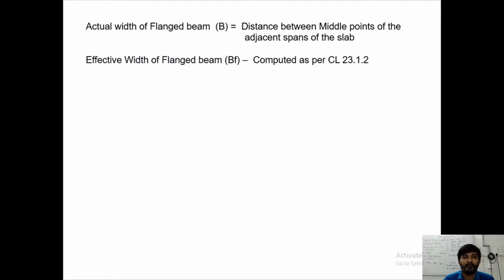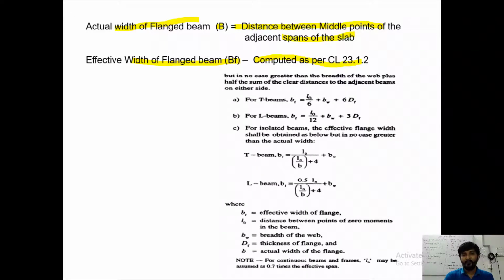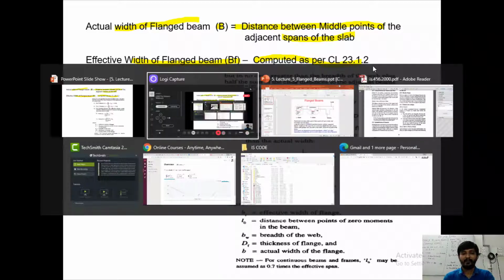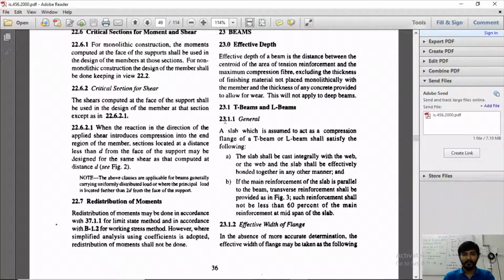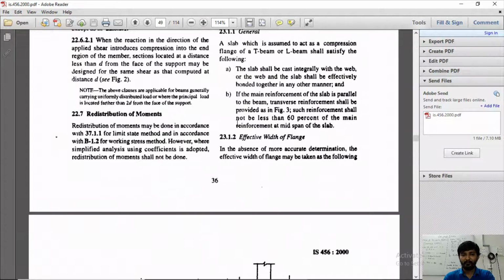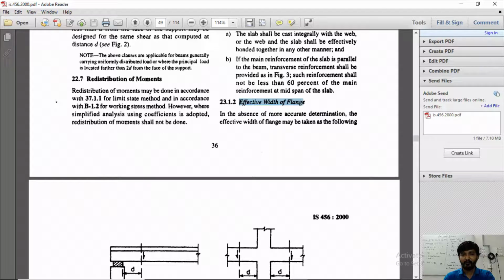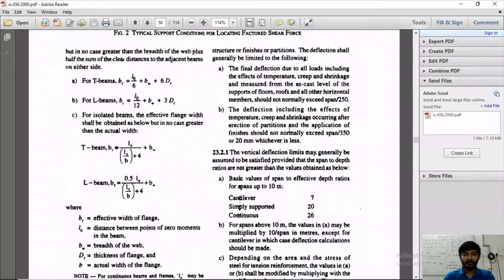So let us see. Actual width of flange beam, that is capital B, is equal to the distance between middle points of the adjacent spans of the slab, as we have seen in the figure, and effective width of flange, that is bf, is calculated as per clause number 23.1.2 of IS 456:2000. This is a cutting that I have taken from that code only. If you want, you can see this directly in the code also. This is clause number 23.1.1, this is 23.1.2, effective width of flange, and these are the formulas.